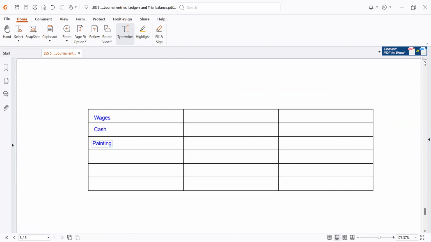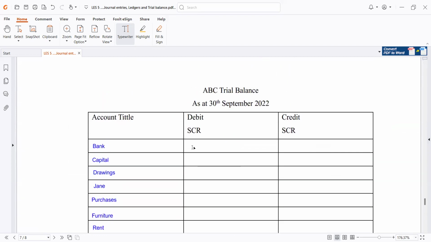So we have bank here. It's on the debit side, the closing balance, and we only take the balancing figure, not the one that we were footing and ruling. We take 600,000. Capital, it's 2 million on this side. Then we have 150,000 for drawings. It's on the debit side. Then for Jane account, we have 400,000 on the credit side. We have not paid Jane.